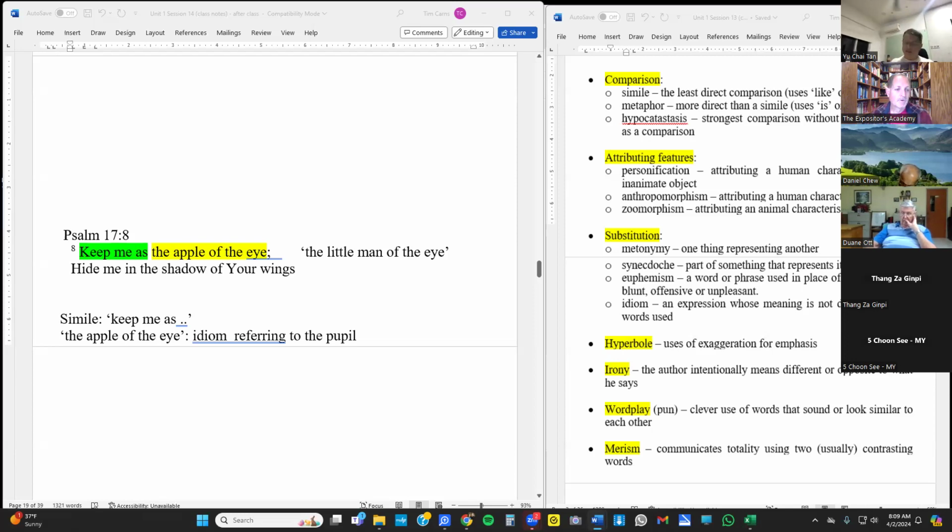Yeah. And so in English, in our usage, when we use apple of the eye, the connotation there is more of an emotional care, preciousness. But notice too, parallelism helps us here, gives us context, because what's the second line? Hide me. So that's again the idea of protection.